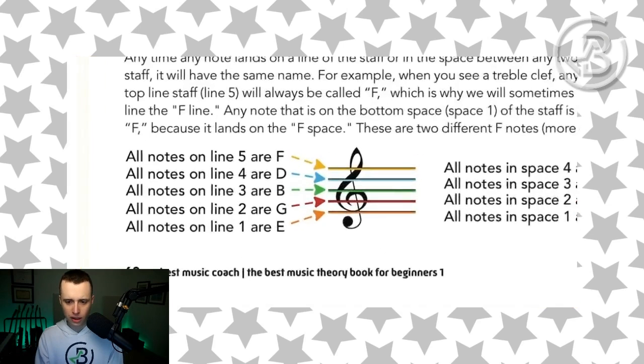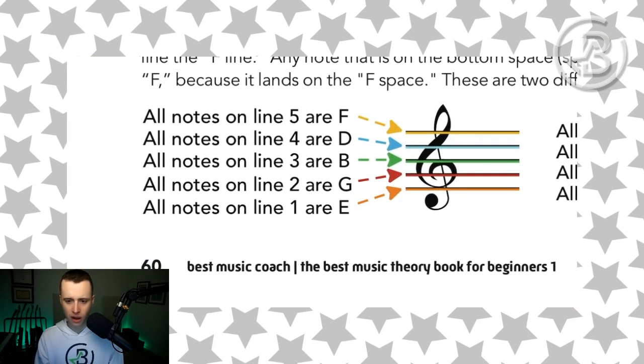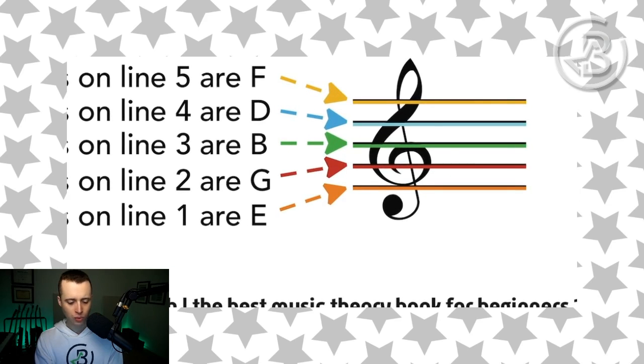So let's take a look at just the notes on the lines. All right, so all the notes that go on line 1 are E. It does not matter if it's a whole note. It does not matter if it is a half note. It does not matter if it is a quarter note. All notes that have a note head on line 1 are always going to be E forever and ever and ever.